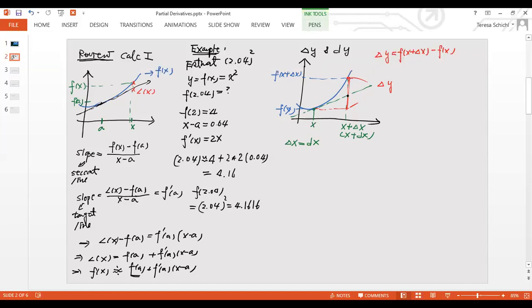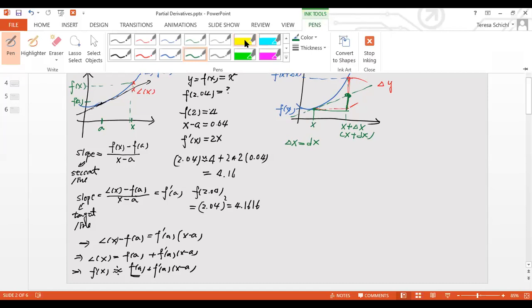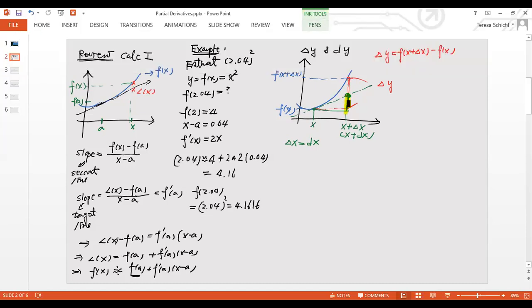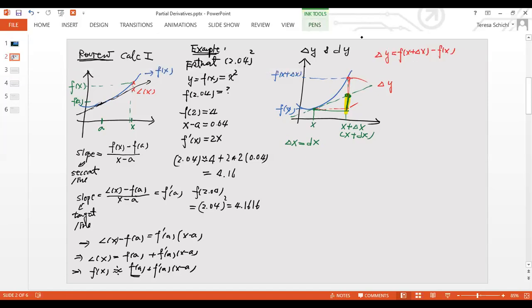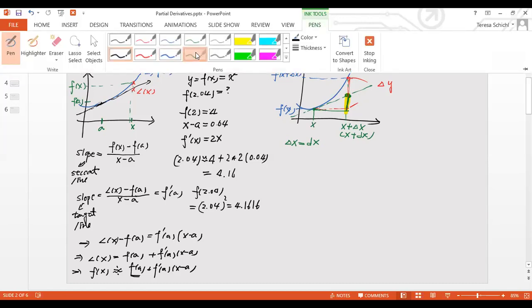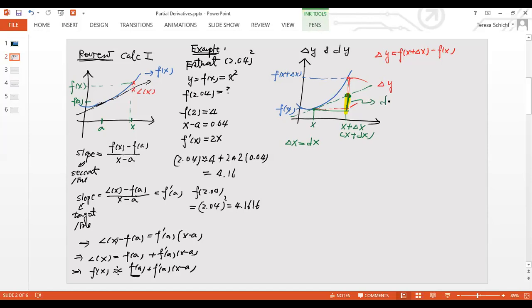This is our L(x) here, right? If you take a look and want to find the differences from here to here, the yellow one I just highlighted, what is that difference? This is what I call dy. This is the difference I call dy.